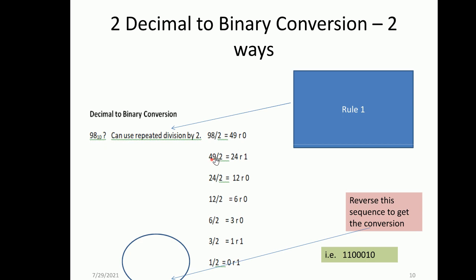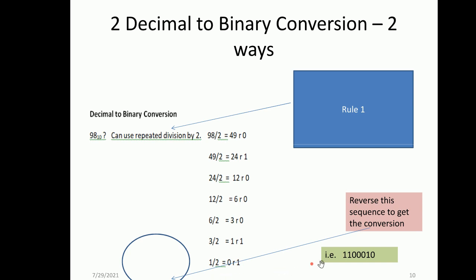Dividing 49 by 2, I get 24 remainder 1. Dividing 24 by 2, I get 12 remainder 0. Divide 12 by 2, I get 6 remainder 0. And dividing 6 by 2, I get 3 remainder 0. And then dividing 3 by 2, I get 1 remainder 1. And finally, 1 divided by 2 is 0 remainder 1. So what I'm left with is just a sequence of remainders. Having a look at this column, I'm actually getting 0, 1, 0, 0, 0, 1, 1. Well, that was quite easily done.